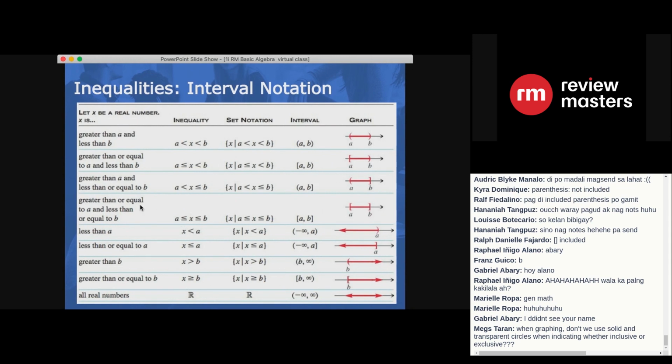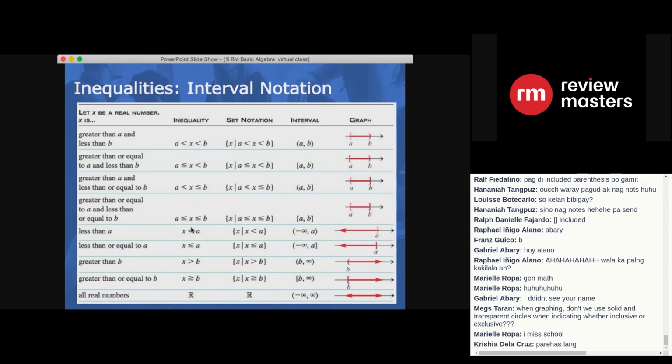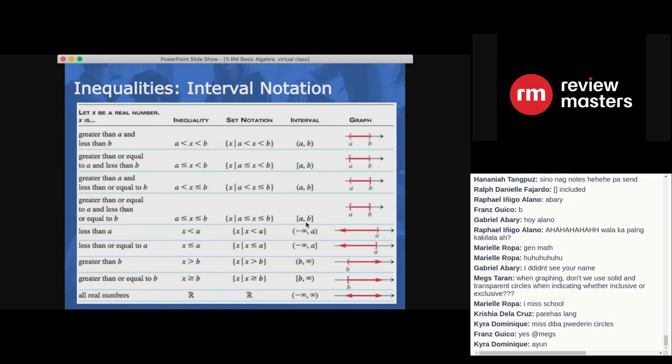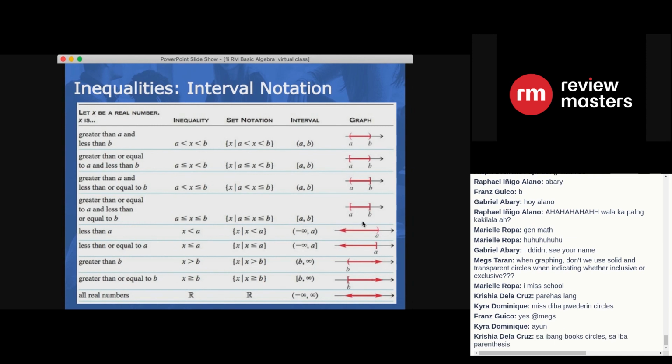Greater than or equal to A and less than or equal to B. So, parehong may equal sign. So, ibig sabihin, A and B are included. That's why it's bracket A to B bracket. So, when you graph, bracket pa din.